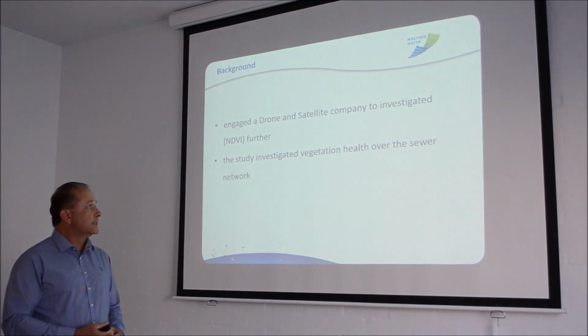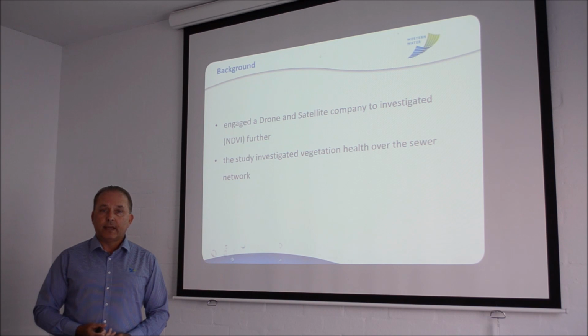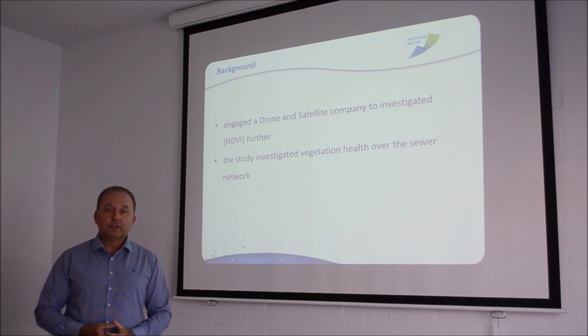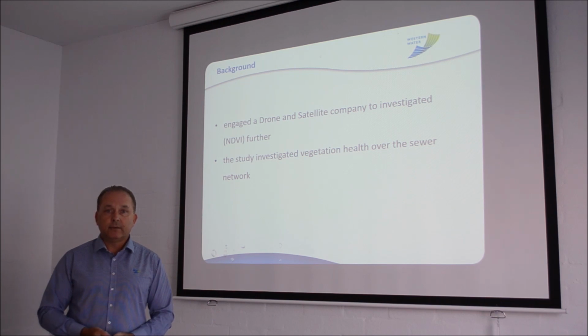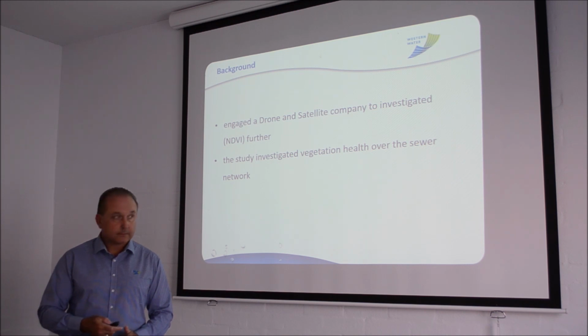What we're thinking is that understanding where the healthy vegetation is over the sewer network would be interesting. At Western Water, 95% of our sewer blockages are caused by tree roots. So we wanted to apply this theory to the sewer network and see what we could find out. We used a drone company that showed us that example, and we've also used a satellite company, and what we're going to do is compare the results.